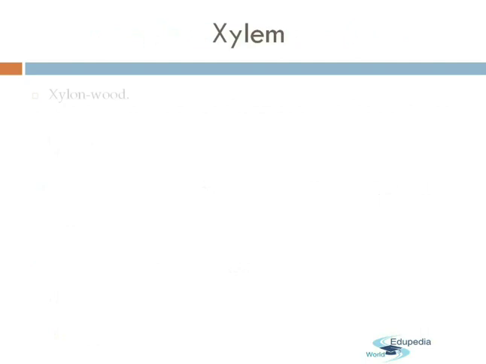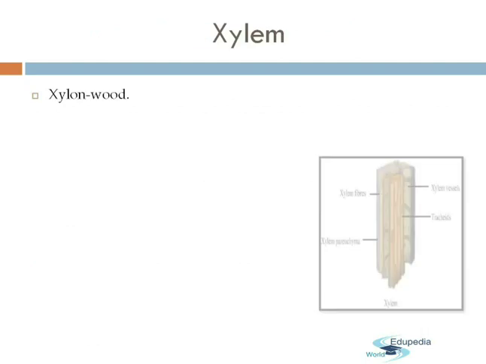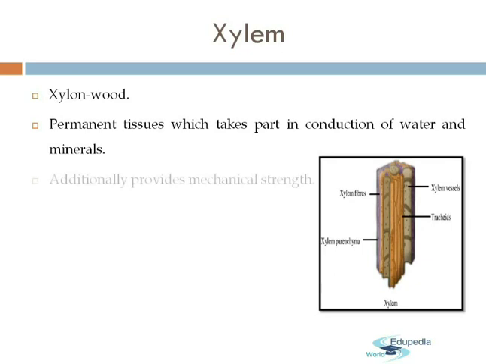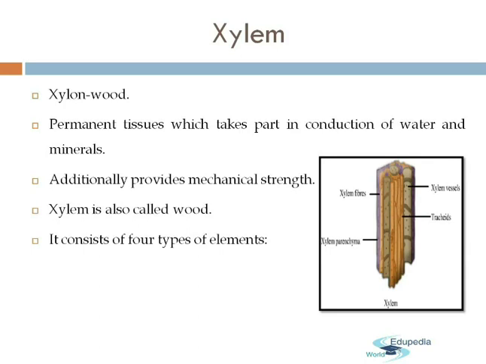The common examples are the conducting tissues or the vascular tissues, and basically of two types as we have discussed, the xylem and the phloem. First, let us discuss what xylem is. Xylon means wood. So, they are the permanent tissues which take part in the conduction of water and minerals. Additionally, they provide mechanical strength also because they contain the tracheids and fibers. So, xylem is also known as the wood of the plant.